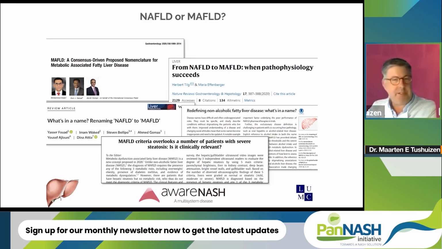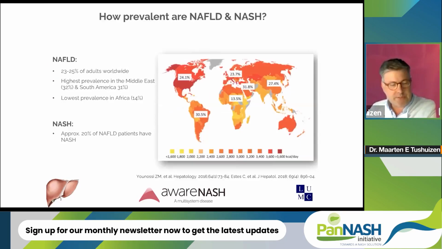How prevalent are NAFLD and NASH? Well, it's estimated that 25% of the global adult population is potentially affected by NAFLD, with the highest prevalence in the Middle East, as you can see on this slide, and South America, and the lowest in Africa. Around 20% of NAFLD patients have NASH, of which a quarter have cirrhosis.